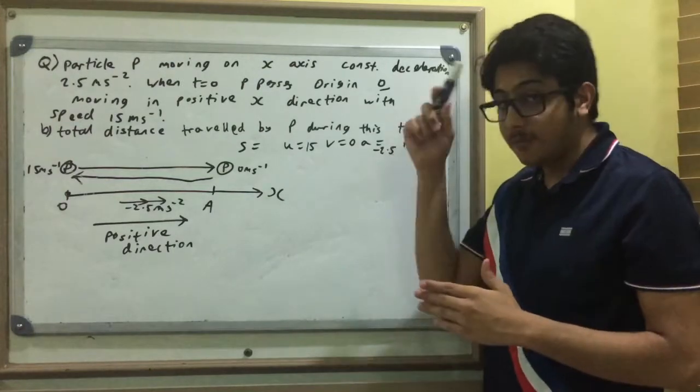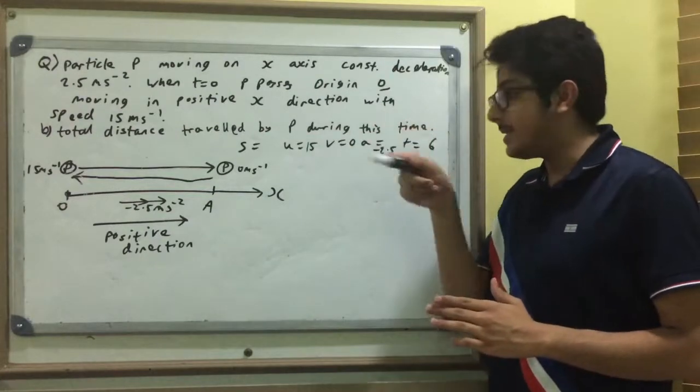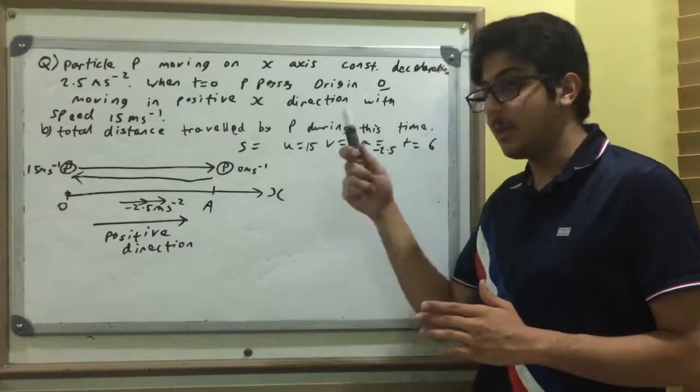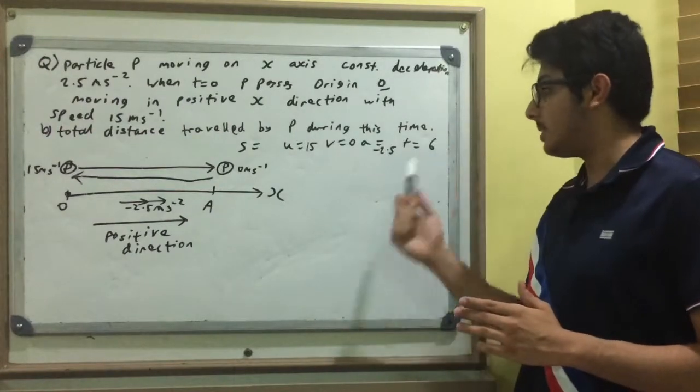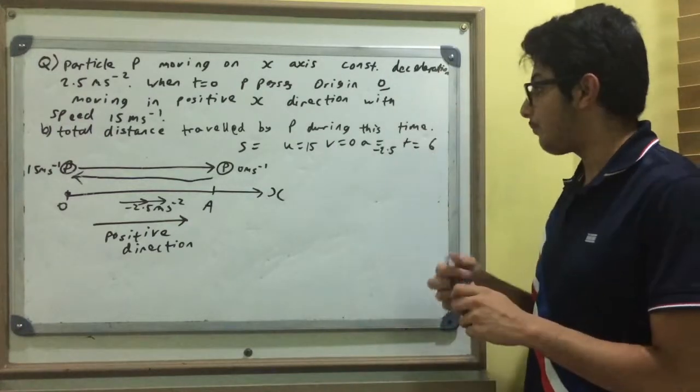Well, we found out in the first question that the time of the whole journey is 12 seconds. So we're looking at half the journey now, then we're going to double it. That means we're going to have to halve the time: 6 seconds. From O to A, it's 6 seconds, and A to O, 12 seconds.